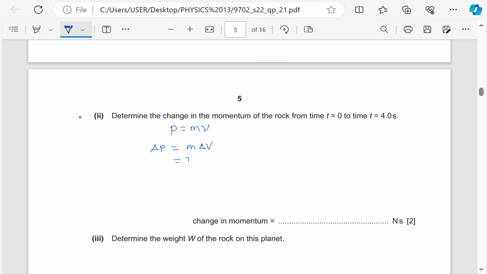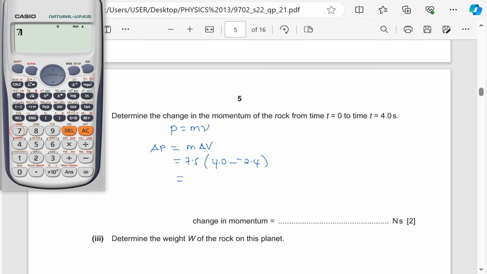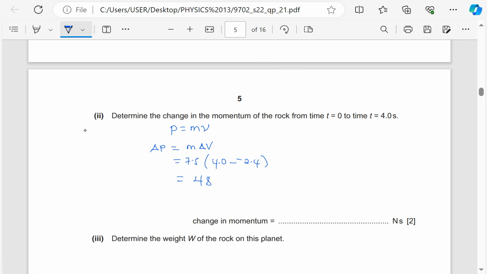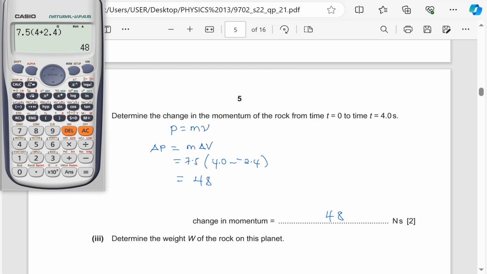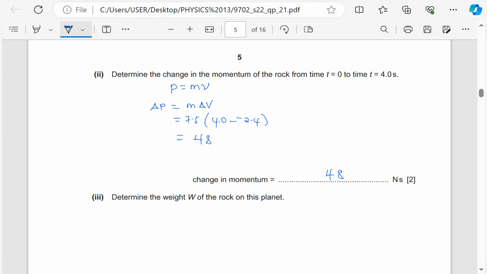So this is going to be the mass, which is 7.5, into brackets, change in velocity, the initial velocity is 4.0 minus negative 2.4. So this gives me the change in momentum, which is 7.5 into brackets 4 plus 2.4, which is 48. Either you get negative 48 or positive 48. It will depend on which one you consider the first velocity.